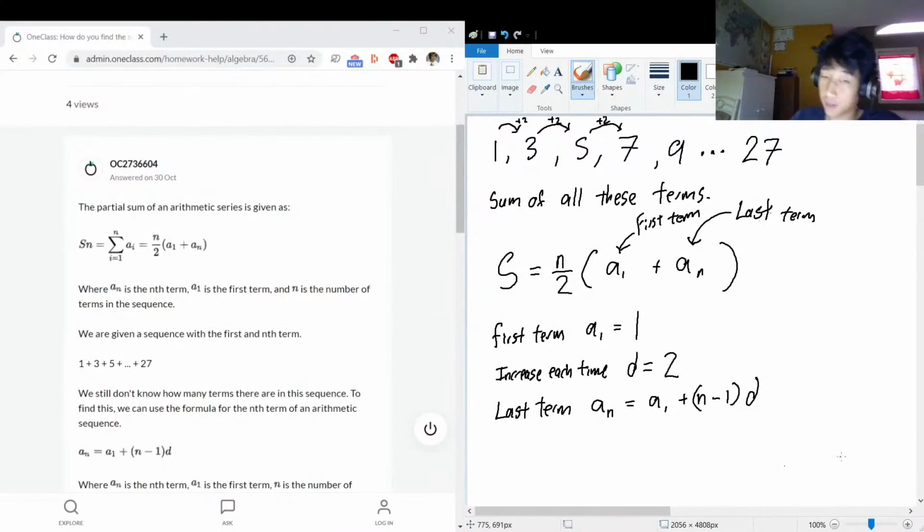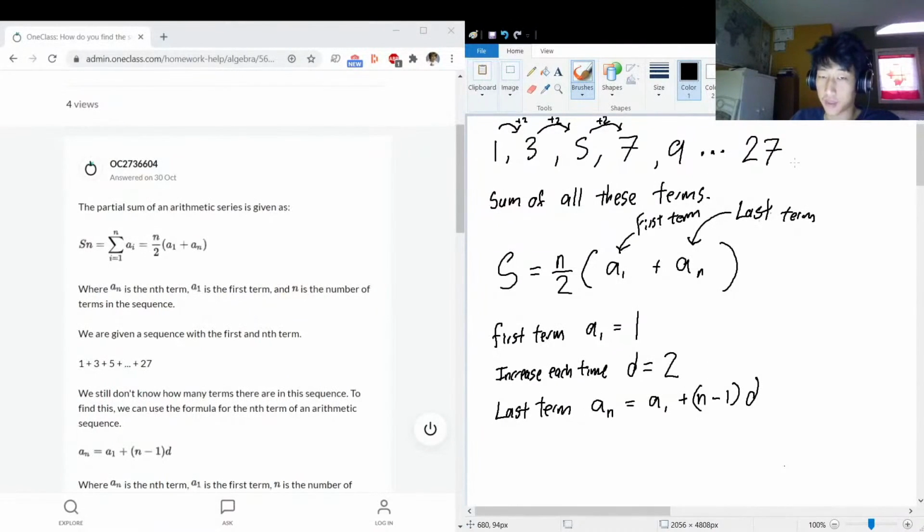So the second term, n is equal to 2. 2 minus 1 is 1, so it's just a plus the increase, which is 2. And if you just try the fourth term, n equals 4, that's n minus 1, 3 times 2 plus the first term. Yep, it makes sense. That would be the value of the last term.